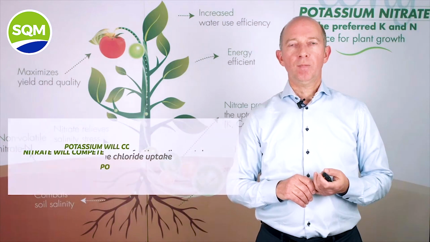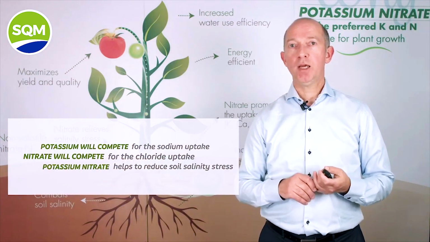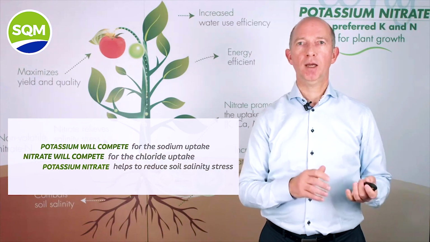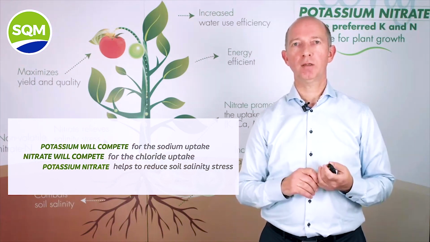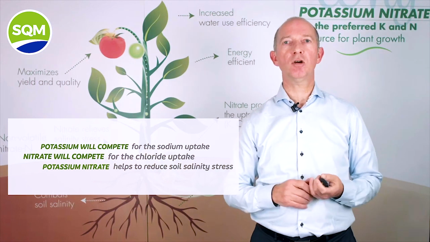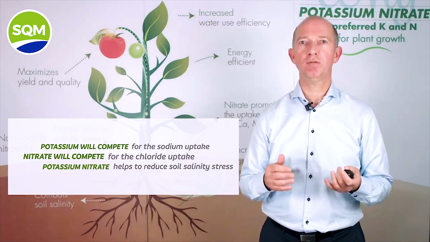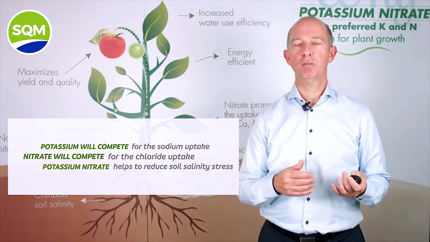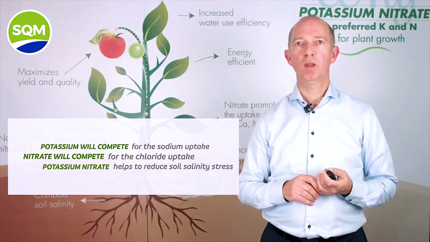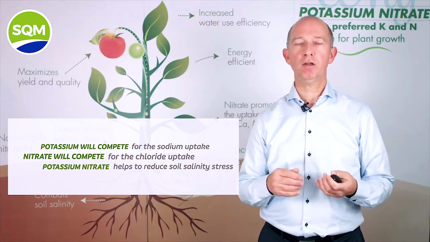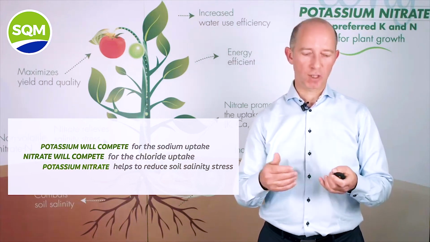So in general, if we feed plants with potassium nitrate, potassium will compete for the sodium uptake and nitrate will compete for the chloride uptake. So potassium nitrate is a great source under saline growing conditions, because many times salinity is defined by the content of sodium and chloride in the soil. And potassium nitrate helps to keep both ions, chloride and sodium, outside the plant.